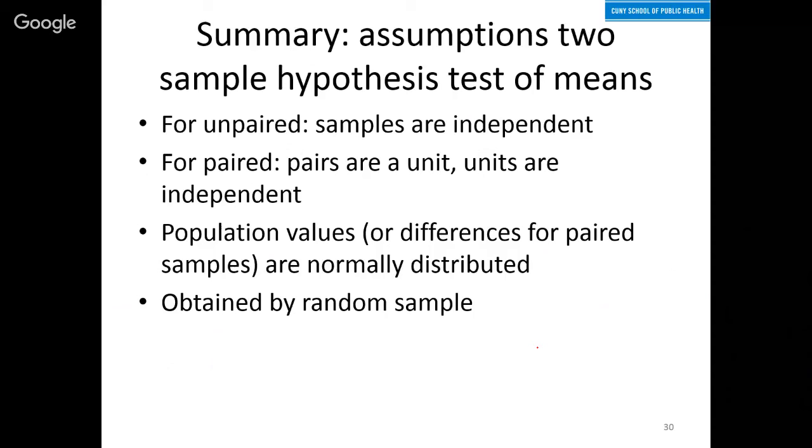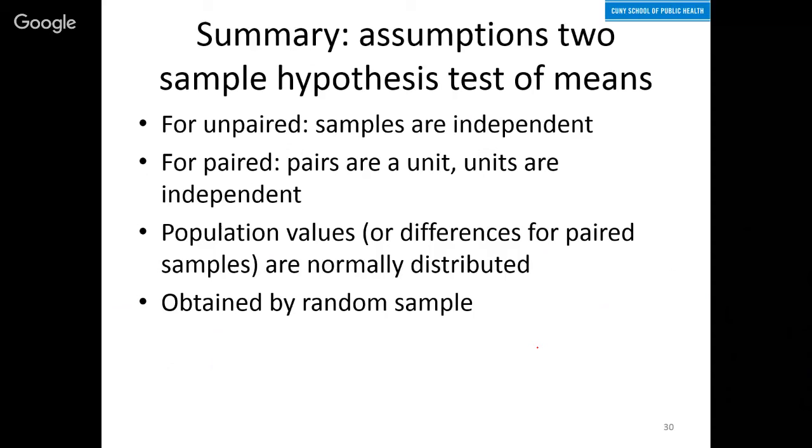Just to summarize the assumptions, for the unpaired example, we have to make the assumption that the tests are independent. And for the paired, the assumption that these pairs are the unit, but that those units are independent. So in the cell phone example, each individual in the study is independent, their test is done independently of each other, and there isn't a relationship between the individuals in the study.